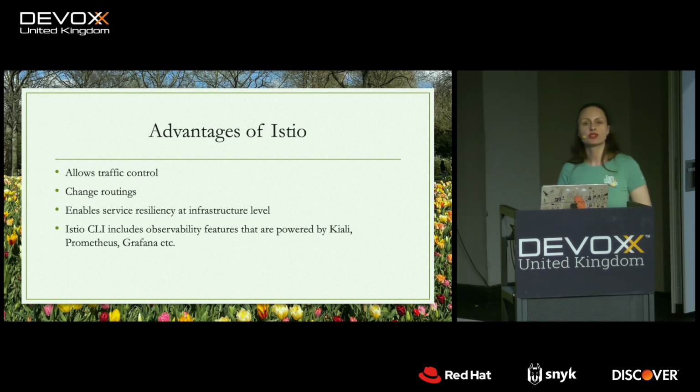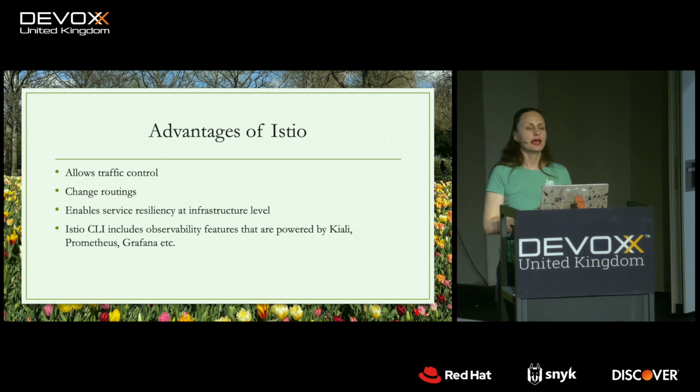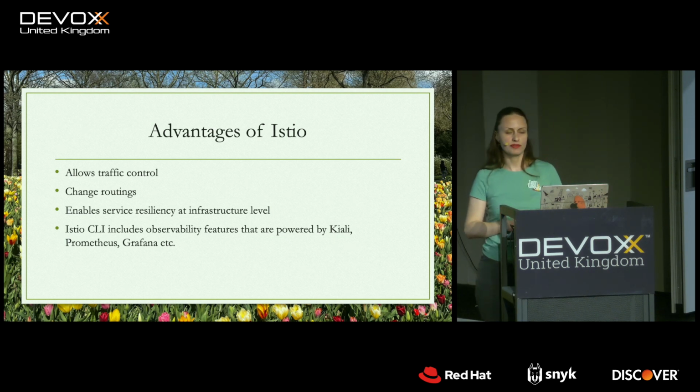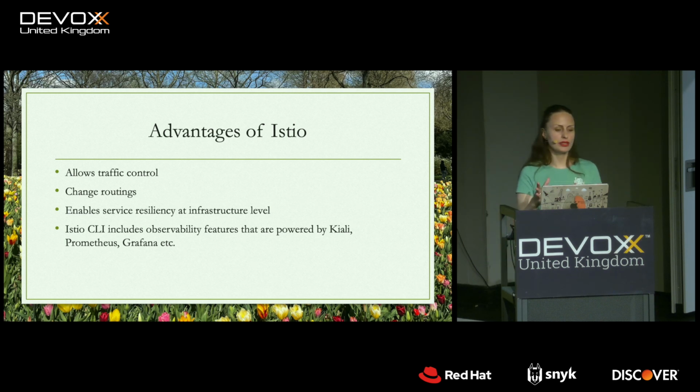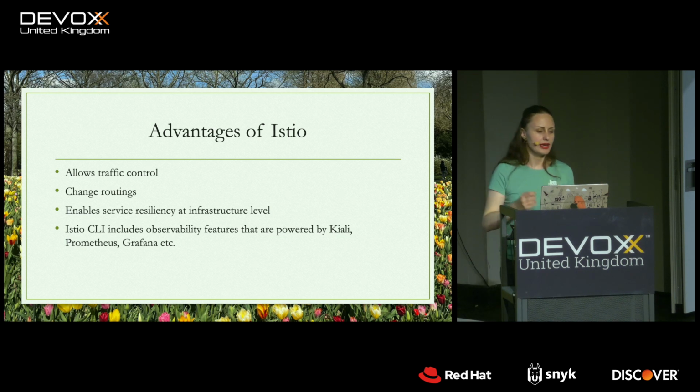You can have service resiliency, so you don't have to think all the time of resiliency at application level. You can externalize that at infrastructure level and just deal with that there. And of course, Istio CLI is great because it has integration with Kiali, Prometheus, Grafana, and more. So if you have installed Kiali, Prometheus, and Grafana in the same cluster, you can just say istioctl dashboard kiali, for example, and you get access to Kiali, showing your resources and what you have done correct or incorrect with Istio in your setup.